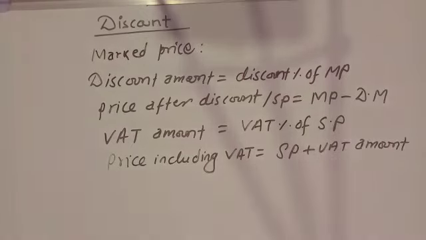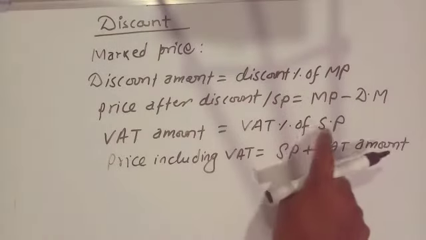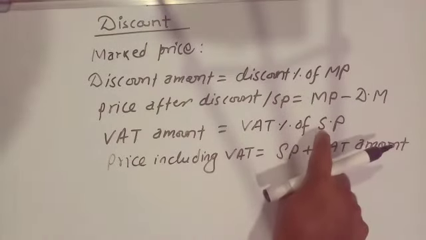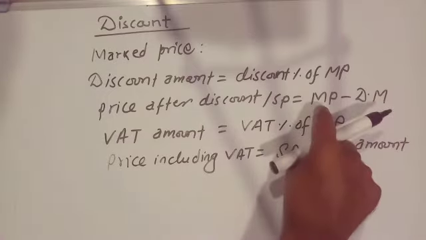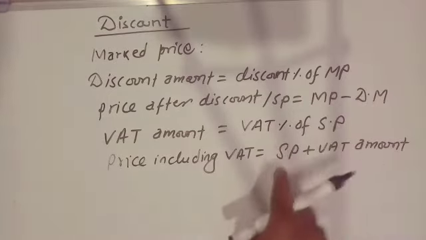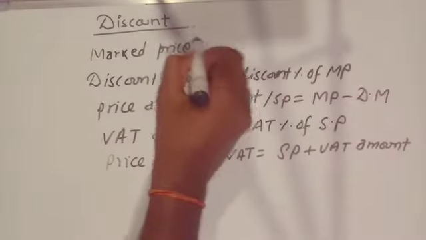One thing you need to know: discount amount is always calculated on MP and VAT amount is always calculated on the price after discount, or SP. And discount amount is reduced from MP but VAT amount is added to the SP. Okay, let's learn some examples, then we will learn more concepts related to discount.